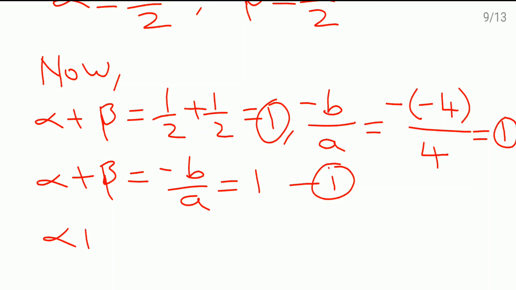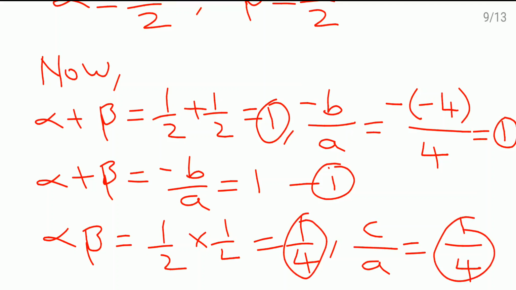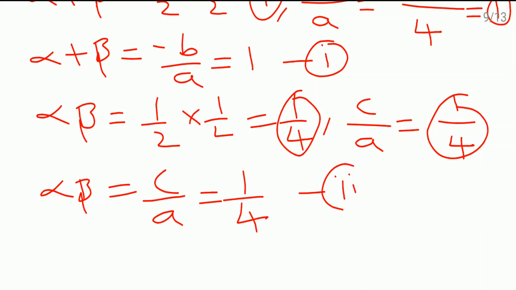Now the second one, alpha into beta, which is 1 by 2 into 1 by 2, which comes as 1 by 4. And here c by a. C means the constant term, which is 1, and a means the coefficient of s square, which is 4. See, both the values are equal here. So once again we'll write down alpha into beta, which is equal to c by a, which comes as 1 by 4. Now from 1 and 2 we come to know the relationship between the zeros and the coefficients.